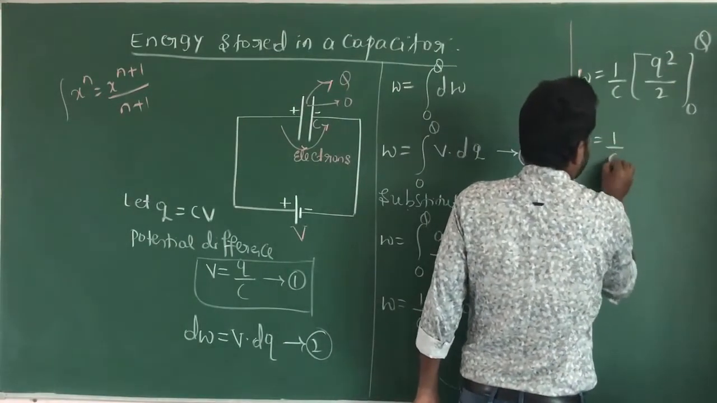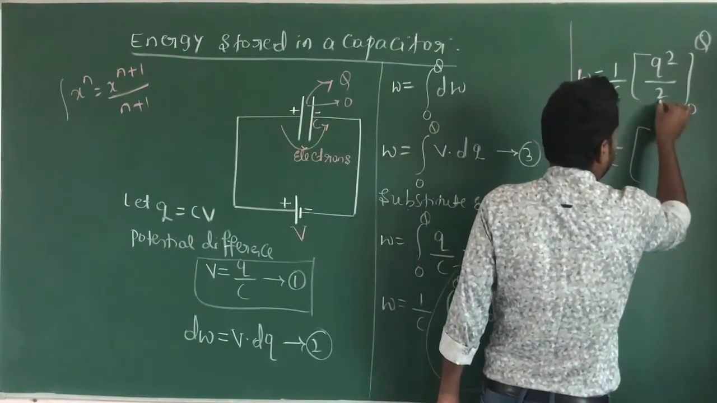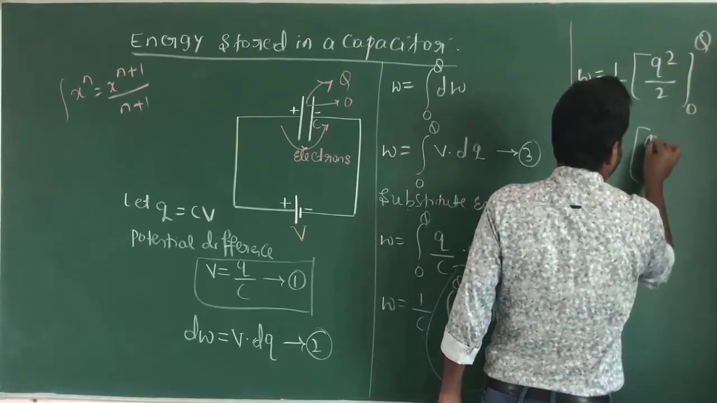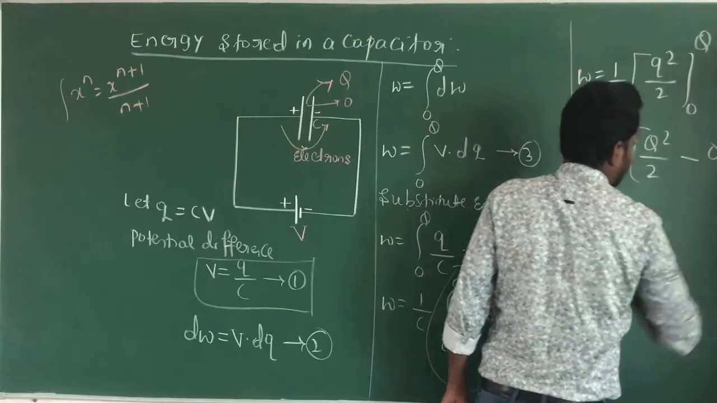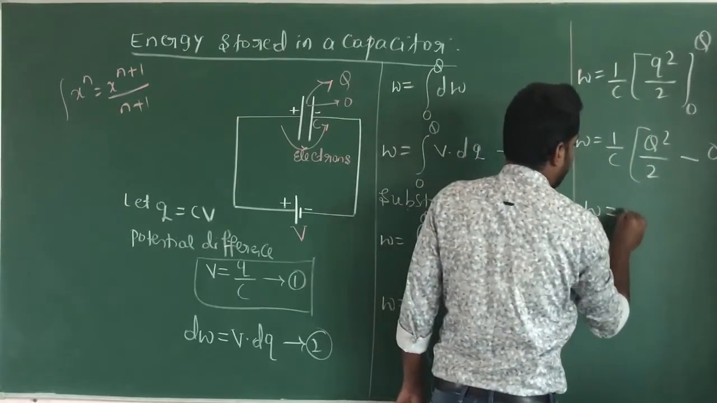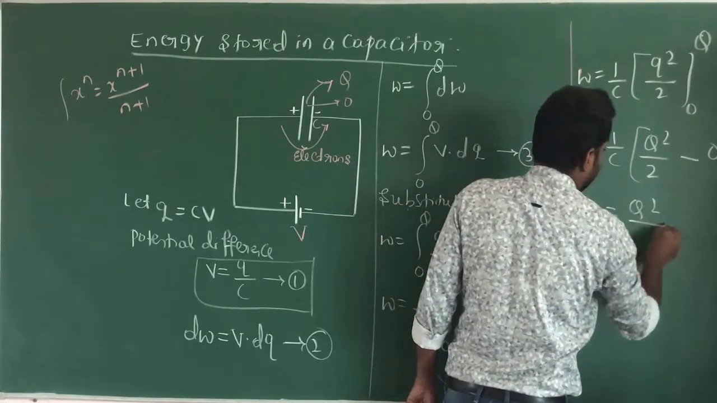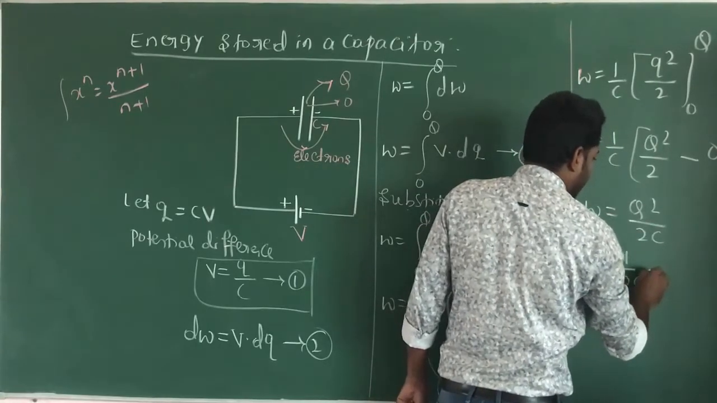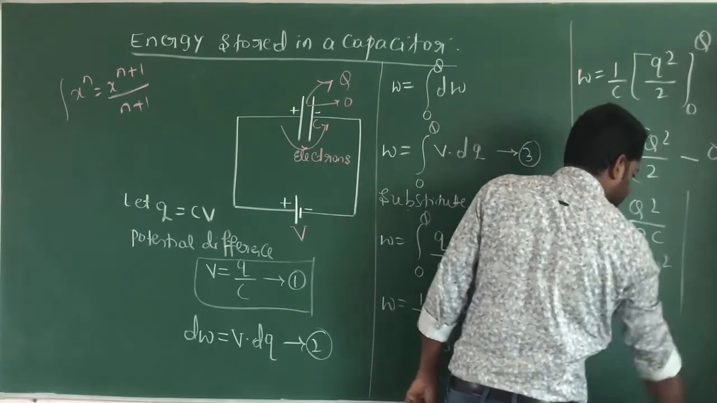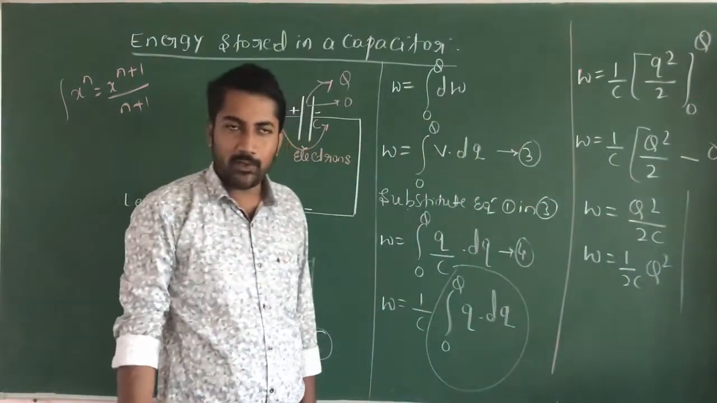Now substitute these values. W is equal to 1 by C times Q square divided by 2. Substitute the upper value, we get Q square divided by 2, minus the substitution of 0. The final answer is W is equal to Q square divided by 2C, or W is equal to 1 divided by 2C into Q square.